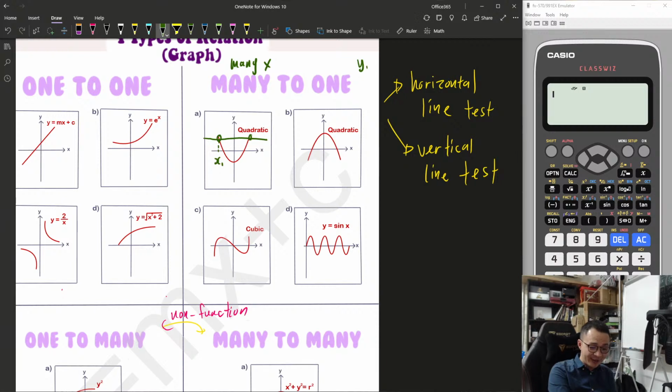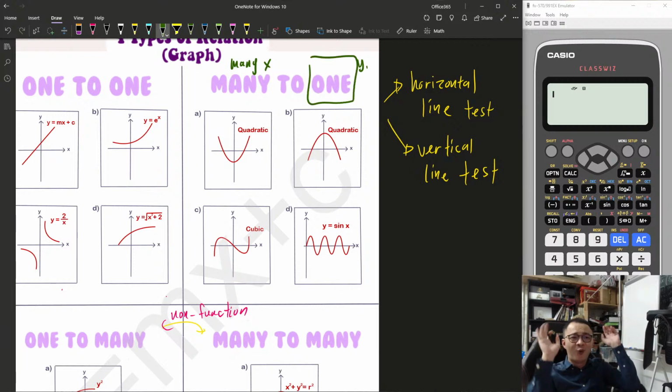I will touch x1 and x2. For the sine graph, how many x values do I touch? 1, 2, 3, 4, 5, 6. For the sine graph, you will actually touch infinitely many x values. So this one is many-to-one. How do I get the idea of the one?